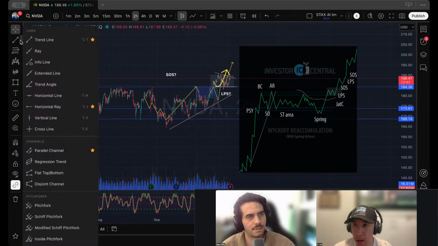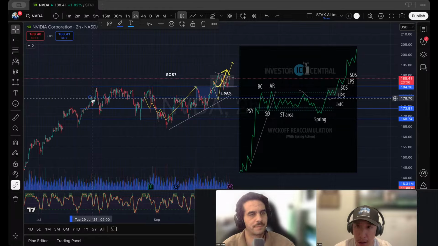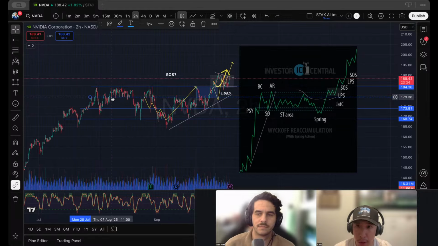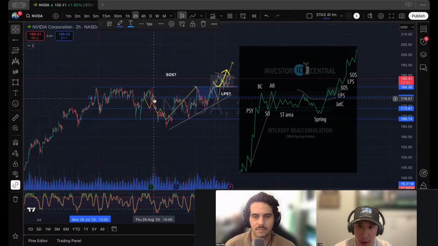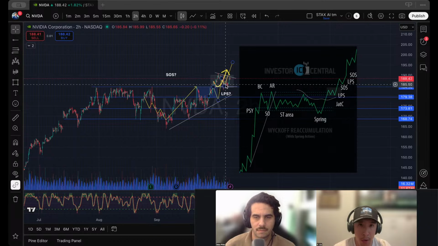You could add this other one right here. You could say that right here is another part of this range, because it bounced off, went through support all the way through here, bounces right here, supported back up here. So I think in due time we probably will see another sign of strength.